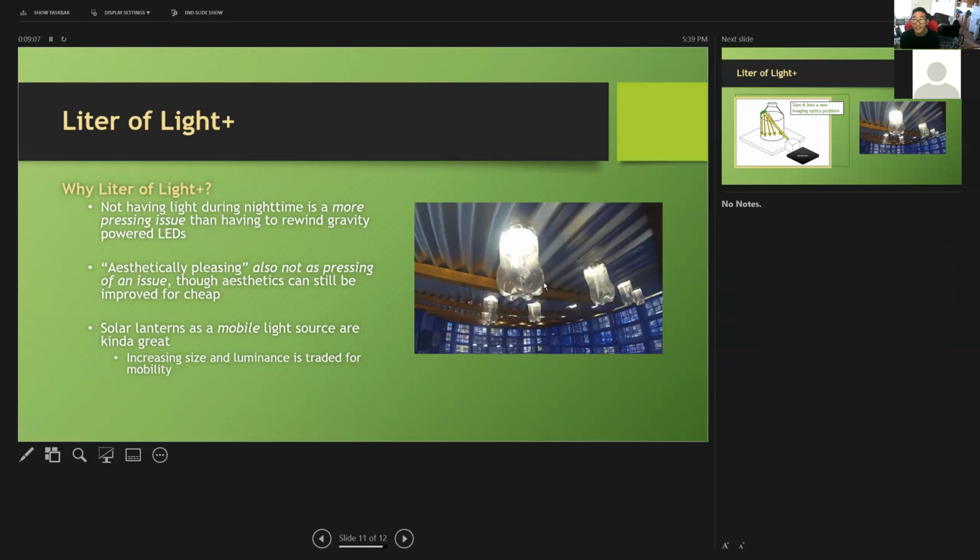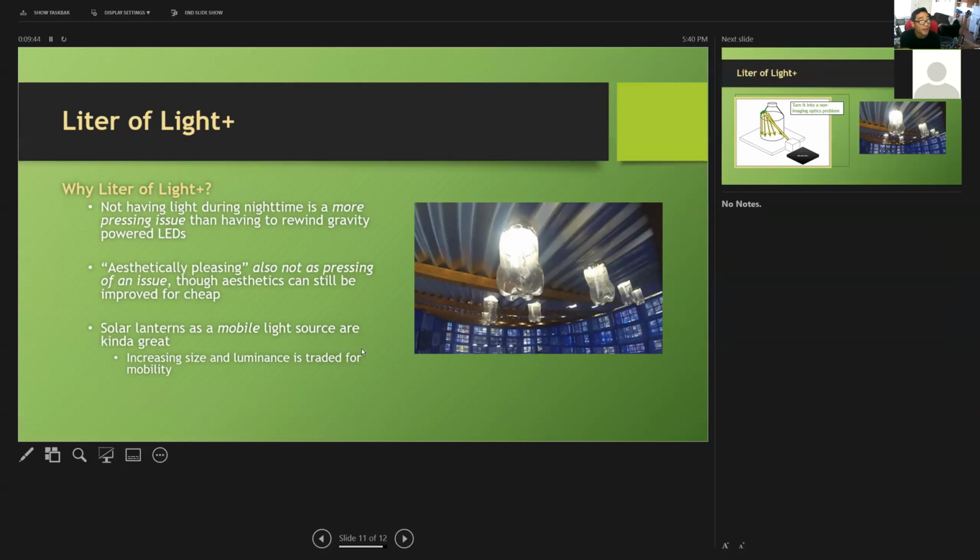So I don't think aesthetically pleasing is one of the main focuses, although it wouldn't take much money or thought to make a better case design instead of a bottle, because bottles, you find them everywhere. It'd be very cheap to create some other plastic casing that has a similar index of refraction and looks better, functions the same. We also determined that with solar lanterns, there wasn't much to fix, and as a portable light source, they're pretty great.